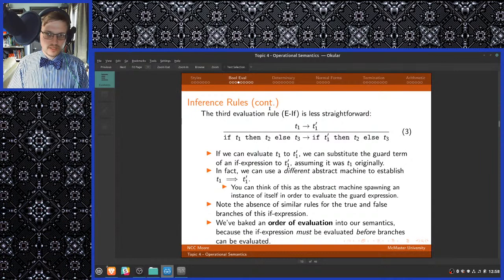So, the third evaluation rule, if, is somewhat less straightforward. We have, once again, T1 evaluates to T1 prime. That gives us if T1 evaluates to if T1 prime. This is a substitution. If we can evaluate T1 to T1 prime, we can substitute the guard term of an if expression to T1 prime, assuming it was T1 originally.